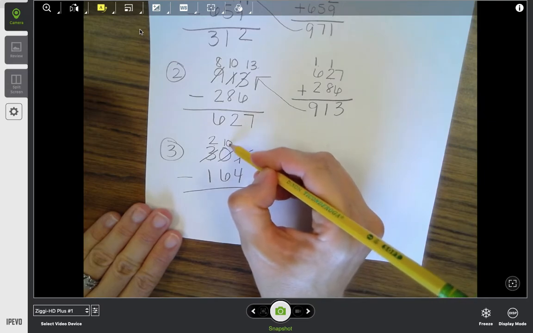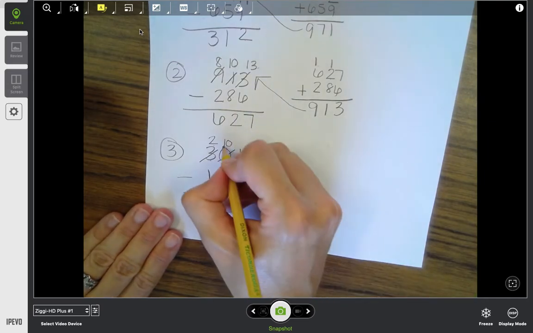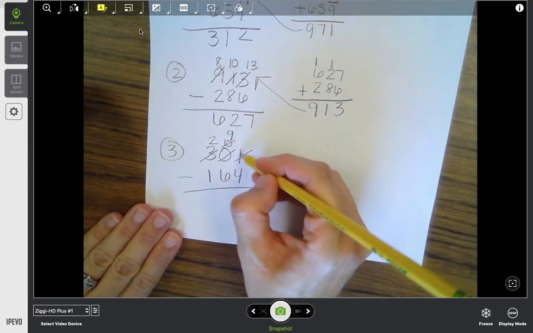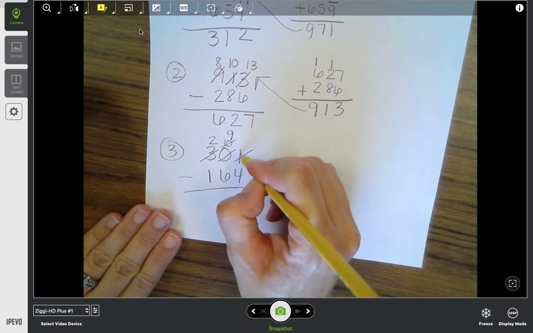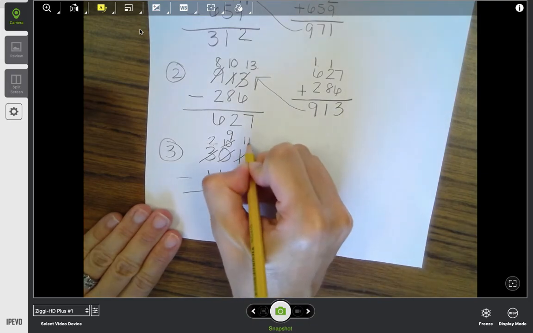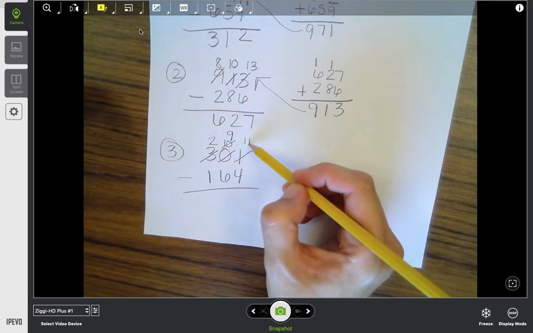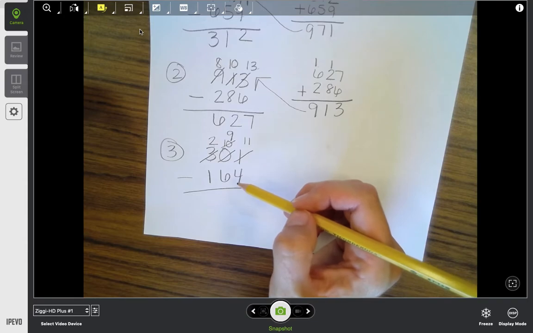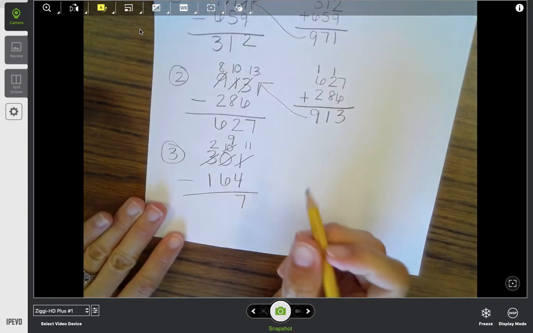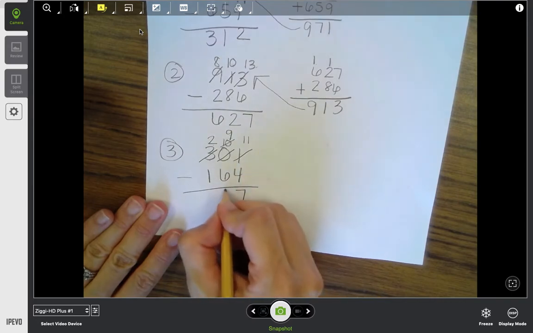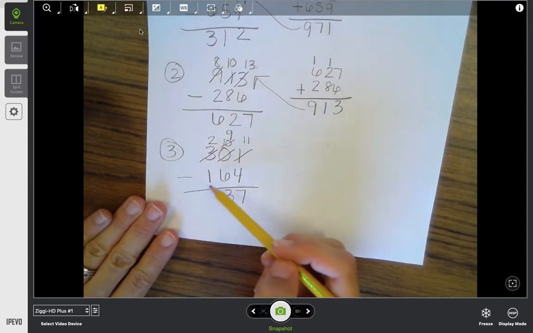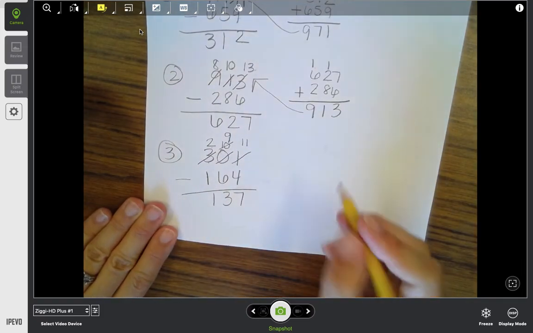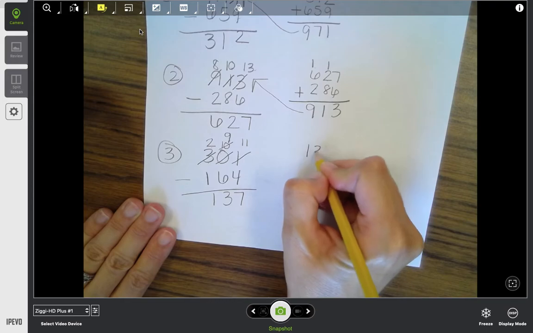But I'm going to have to borrow from this 10. It's going to become a 9. I'm going to have to borrow here so that I can correctly subtract in my 1's place. So my 1 is going to become an 11. Okay? So now I can subtract. 11 minus 4 is 7. Okay? 9 minus 6, which is 3, and 2 minus 1, which is 1.